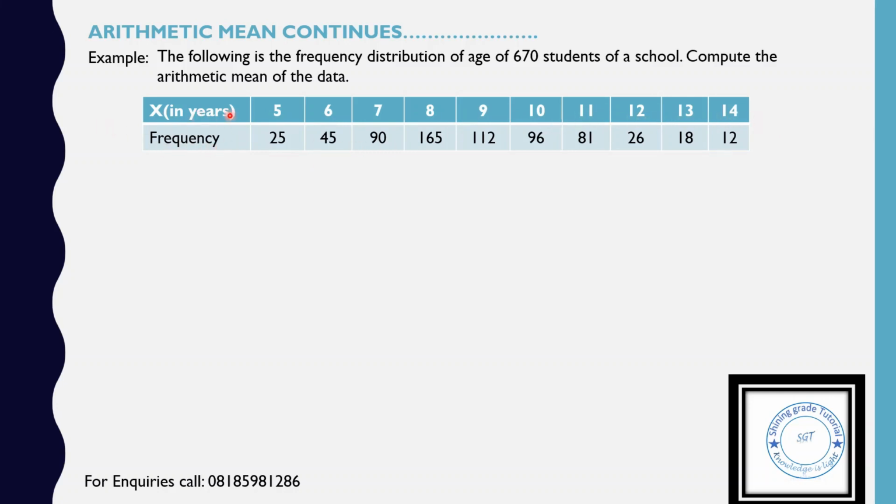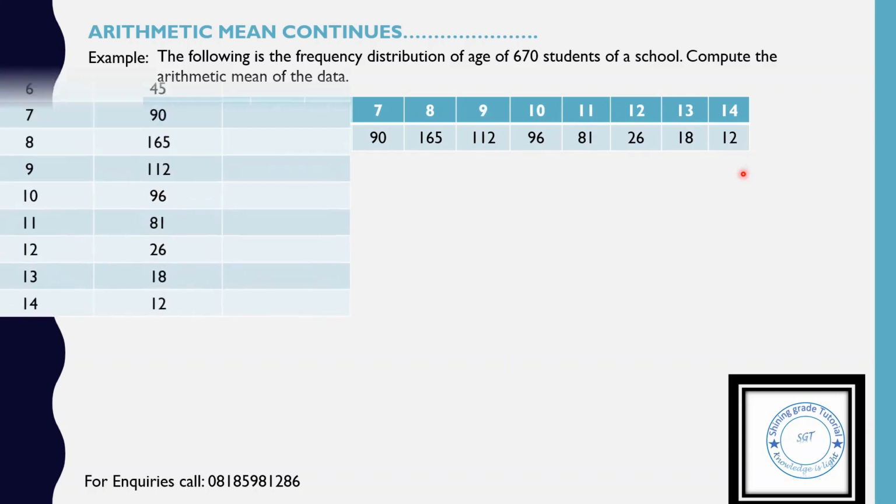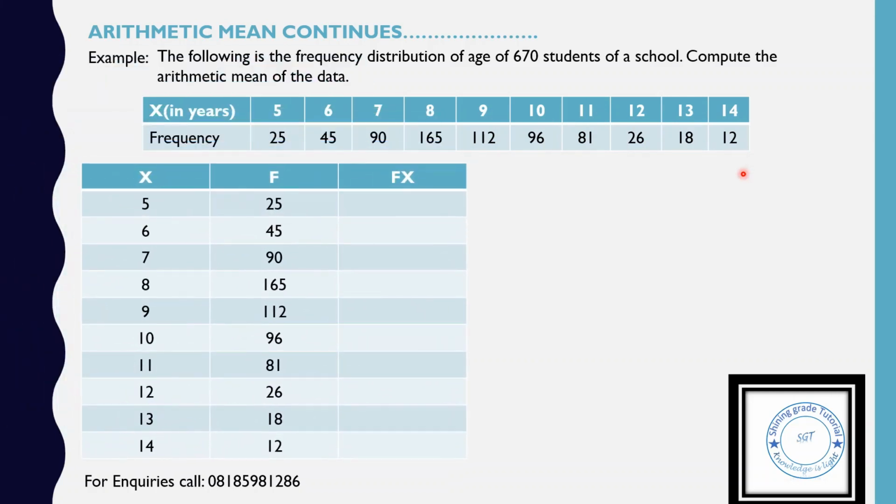The number of students of age 5 is 25, age 6 is 45, age 7 is 90, age 8 is 165, age 9 is 112, age 10 is 96, age 11 is 81, age 12 is 26, age 13 is 18, and age 14 is 12. So look at the solution. We can look at our solution now.